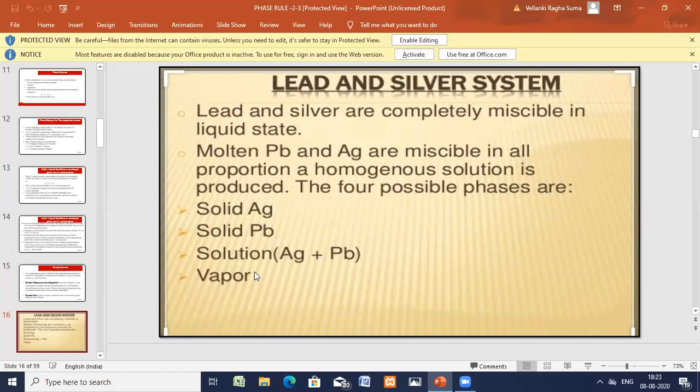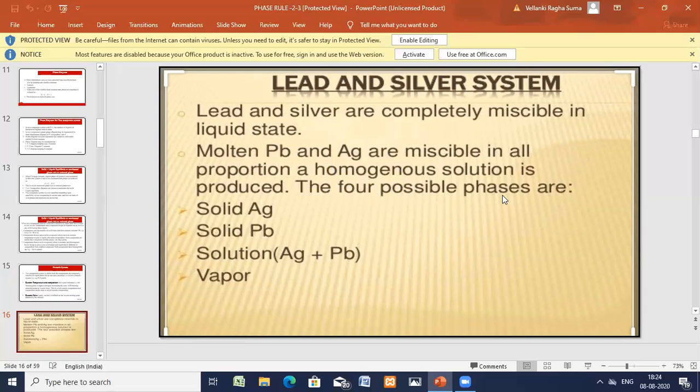Now for an example, we take the lead and silver system. Lead and silver are completely miscible in the liquid state, forming a homogeneous mixture. Molten lead and silver are miscible in all proportions, producing a homogeneous solution.